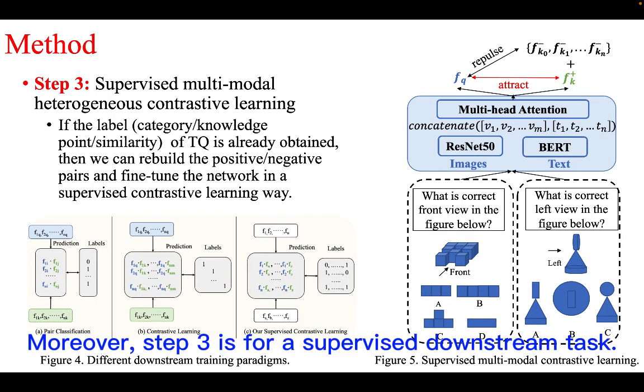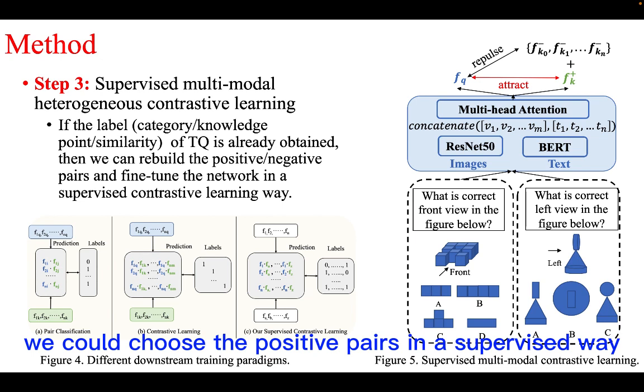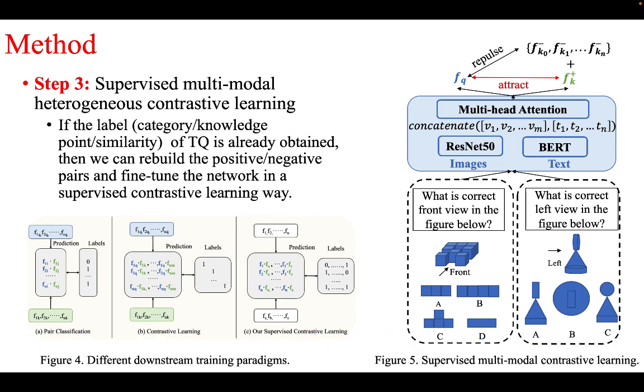Moreover, step 3 is for a supervised downstream task. If we have labels of question data such as similar question or knowledge point labels, we could choose the positive pairs in a supervised way as shown in Figures 4 and 5. This training process would greatly help the network to understand the relationship between different test questions.